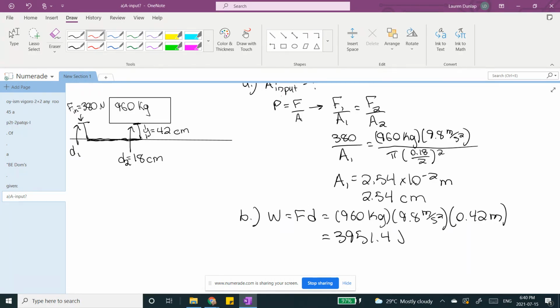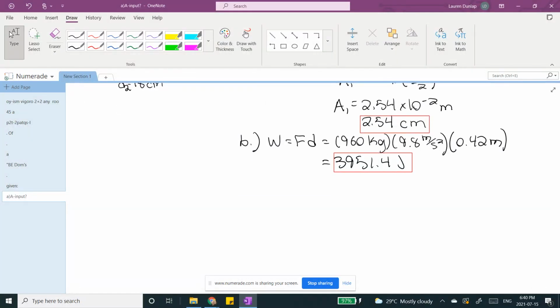Let's box these in really quick. So this is our answer for A. This is our answer for B. Now for part C of this question, we are asked if the input piston moves 13 centimeters in each stroke, how high does the car move up for each stroke? For this one, we're going to remember that the work is constant, or is conserved.